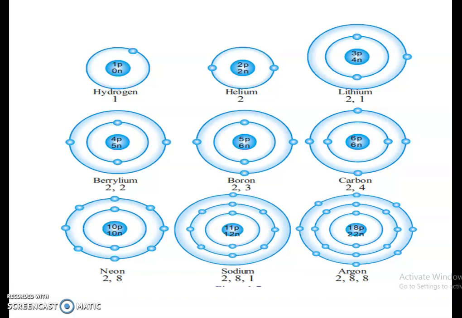That is, whatever the shell may be, whether 3 or 4 or 5, any shell, it can occupy only 8 electrons in the outermost shell. Okay, so I'll be discussing more about this in the next video.